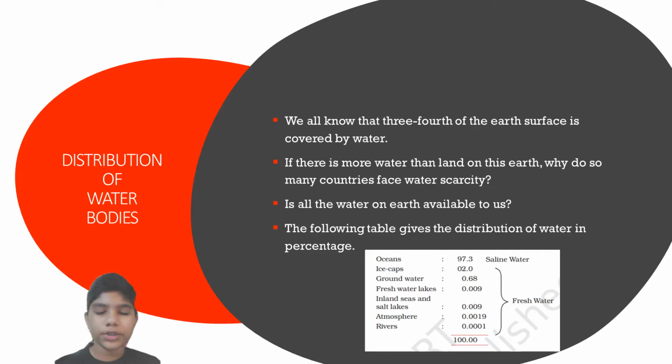Oceans 97.3%, ice caps 2%, groundwater 0.68%, freshwater lakes 0.009%, inland seas and salt lakes 0.009%, atmosphere 0.0019%, and rivers 0.0001%. So the total is 100%. The oceans are saline water, and all the ice caps, groundwater, freshwater lakes, inland seas and salt lakes, atmosphere, and rivers are freshwater.